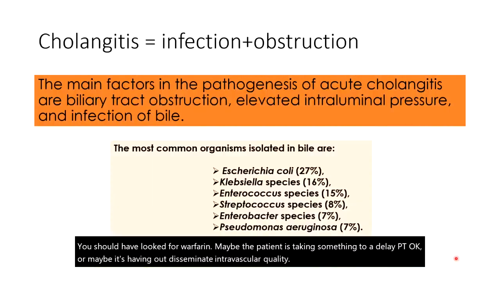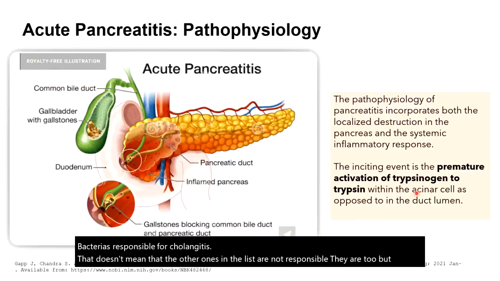Okay, let's talk a little bit about cholangitis. Cholangitis is infection plus obstruction. The gallbladder cannot excrete bile, elevation of pressure, and then comes infection. Escherichia, Klebsiella, Enterococcus are the most common bacteria responsible for cholangitis. That doesn't mean that the other ones in the list are not responsible. They are too, but the first three are the most common ones.